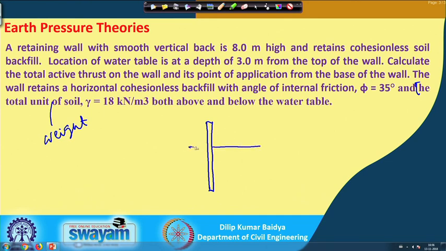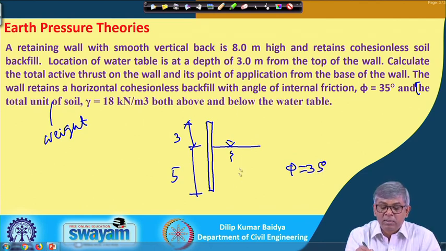That means this is 3 meter and this is 5 meter, so total 8 meter. This is the water table, and this is throughout cohesionless soil with phi equal to 35 degrees. The unit weight above and below the water table may sometimes be different, but in this problem gamma t is the same for both. But when you consider this zone you have to use submerged unit weight, and we will show that application. So this is the only difference.